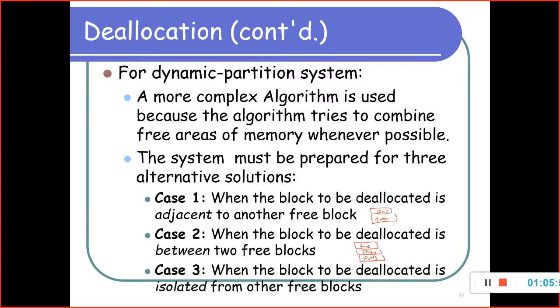So this busy memory block that will soon be deallocated is located in between two free blocks. And case 3, when the block to be deallocated is isolated from other free blocks. So it means it's all busy. It's not adjacent to any free block or located between two free blocks.